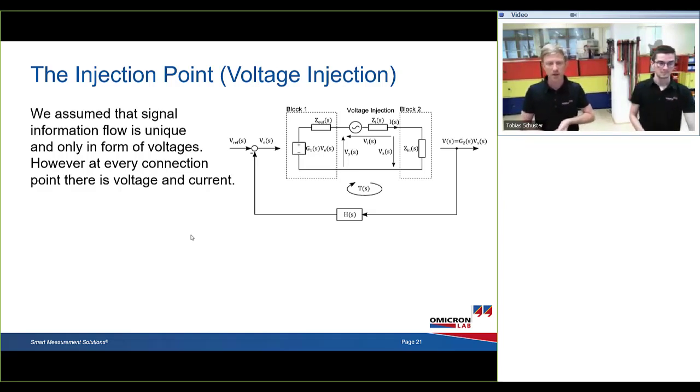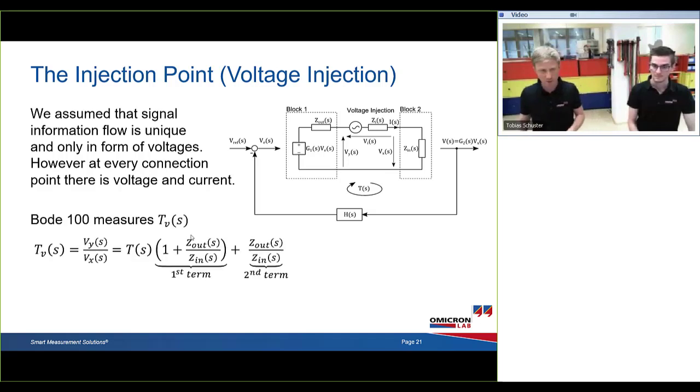and calculate how the measured transfer function, the TV, correlates to the real loop gain that is present in the loop. And if you do that, you will find an equation that says the measured loop gain equals the real loop gain times the first term plus the second term, I call it here right now. And these terms are dependent on the ratio between the output impedance at the injection point looking backwards, so where the signal comes from, and the input impedance at the injection point looking forward, so where does the signal go to.